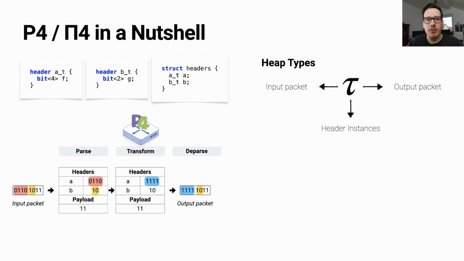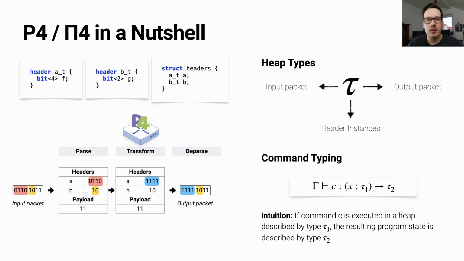P4 provides state machine-based abstractions to describe the parser, while the transformation stage and the deparser basically consist of a sequence of imperative commands paired with some control flow. Pi4 provides a more uniform syntax. It's basically an imperative language with a few domain-specific commands.